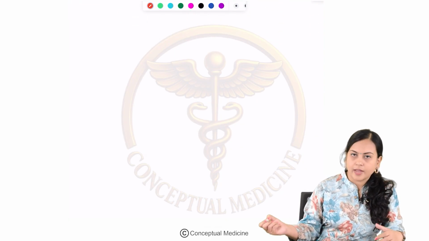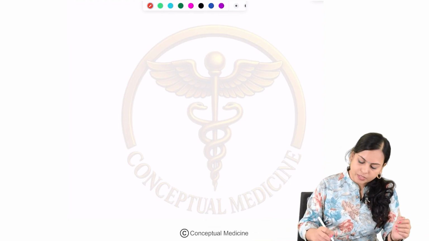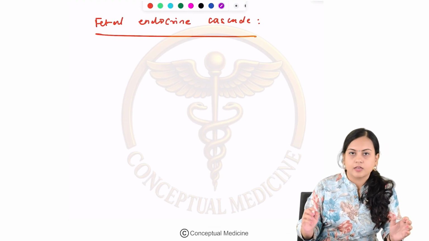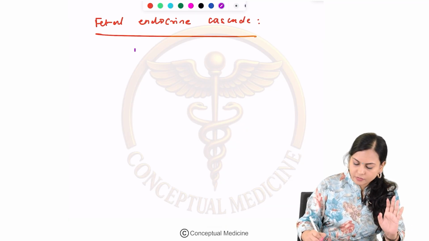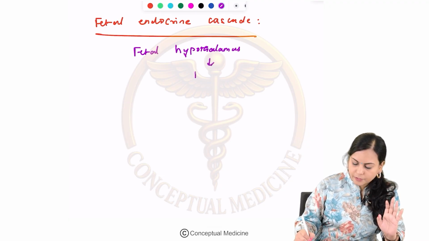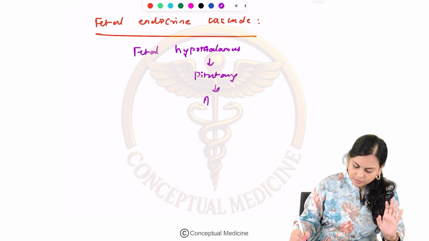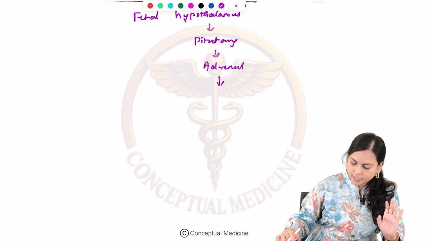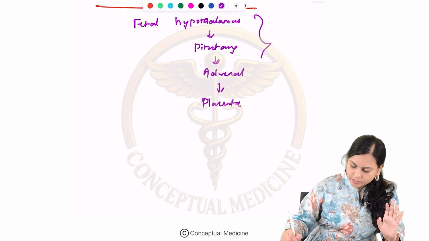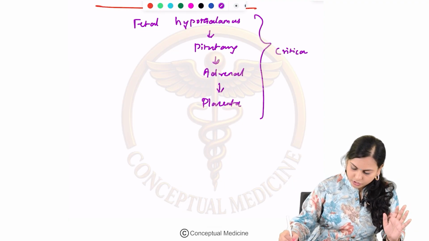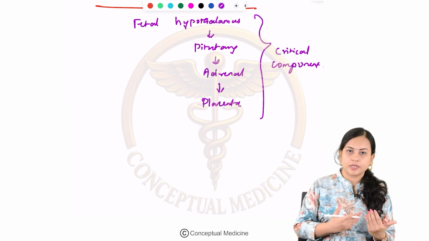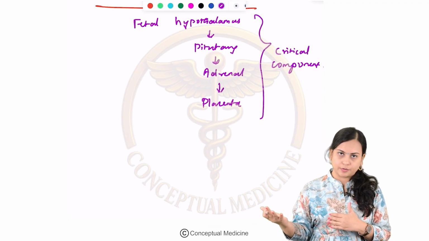Next, we have to understand the fetal endocrine cascade. Four components are involved: first the fetal hypothalamus, fetal pituitary, fetal adrenal, and this also interacts with the placenta. All this is considered a critical component for parturition. When there is premature activation of this cascade, it results in preterm labor, and when it is not activated, it results in postterm labor. Clear?